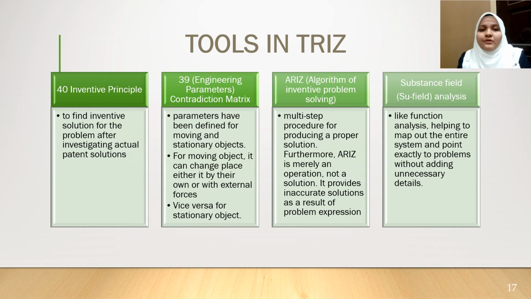There are 9 tools in TRIZ, but there are 4 tools that are frequently used by Genrich Altshuller. The first tool is the 40 inventive principles, which is to find an inventive solution for the problem after investigating actual patterned solutions. The second one is the 39 engineering parameters contradiction matrix. The parameters have been defined for moving and stationary objects. A moving object can change places either on its own or with external forces, and vice versa for a stationary object.